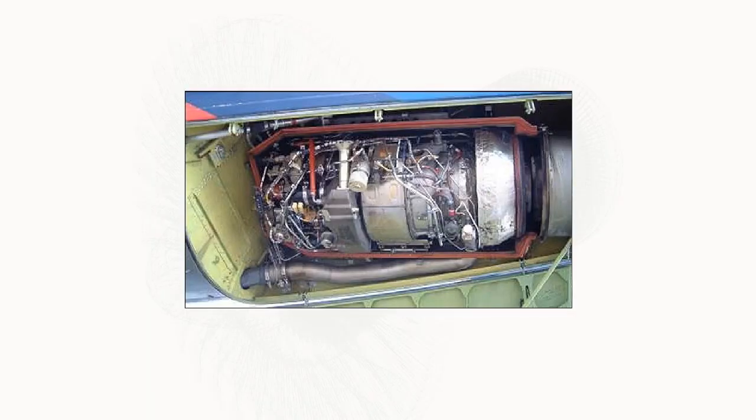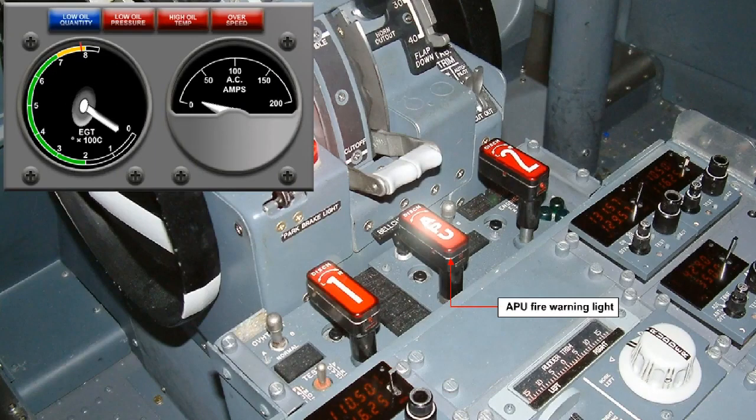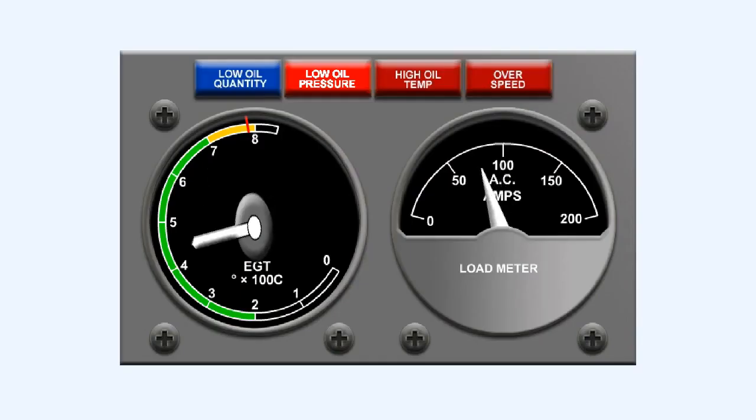The auxiliary power unit will automatically shut down for the following reasons: fire, low oil pressure, high oil temperature, overspeed.